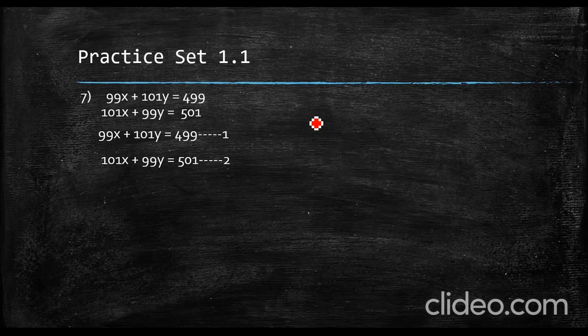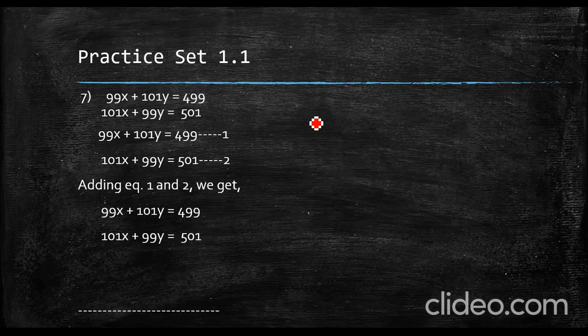Second step is to add both the equations. So adding equation 1 and 2, we get, so क्या करना है, ये दोनों इक्वेशन को लिखना है, and then let us use a plus sign over here which denotes we are adding these equations. So let us add. What is 99 plus 101?